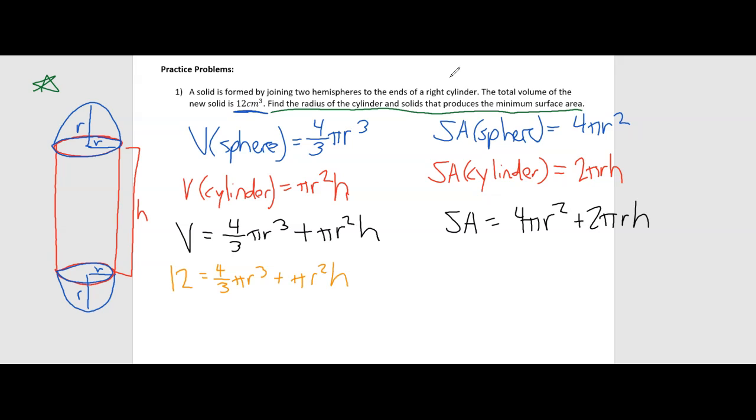And let's get h by itself. If we can get h by itself, we can then make a substitution into this equation and replace that h. First thing we're going to do is subtract 4/3 pi r cubed from both sides. And then I'm just going to divide by pi r squared.